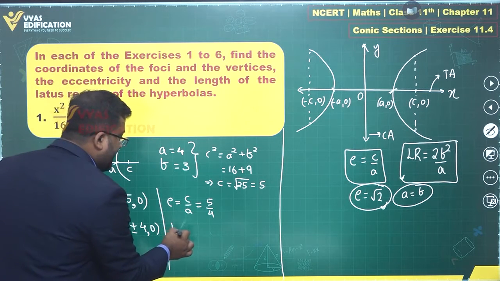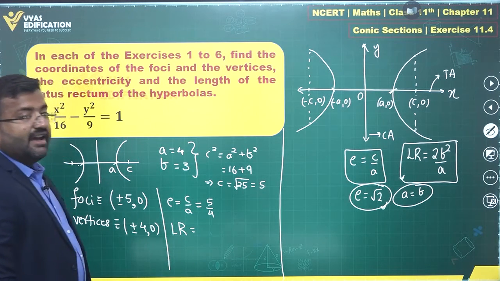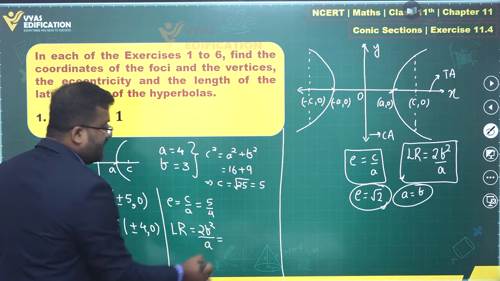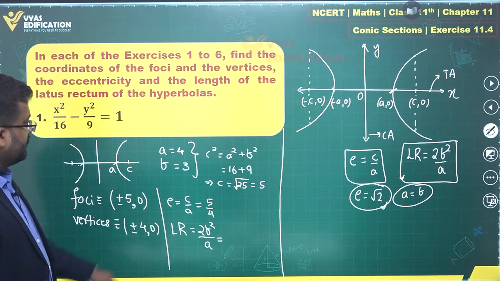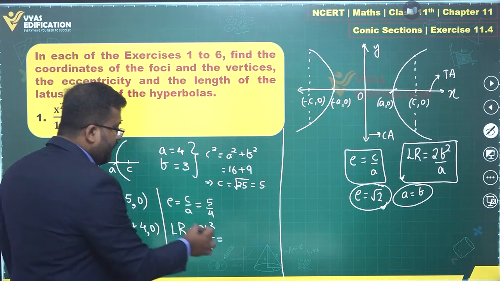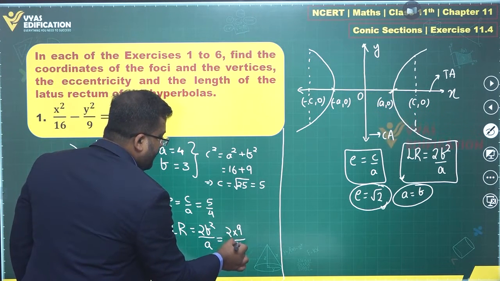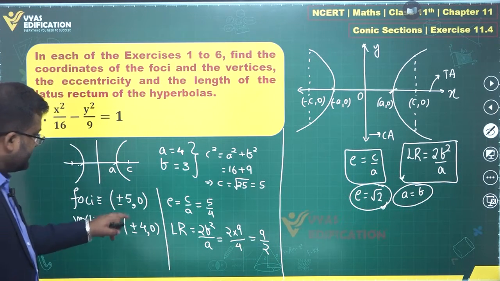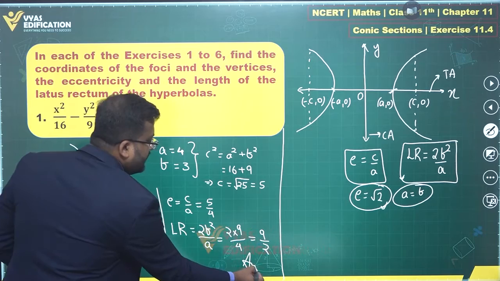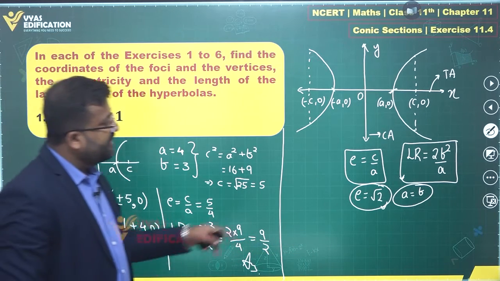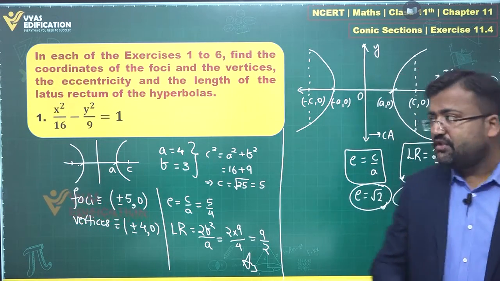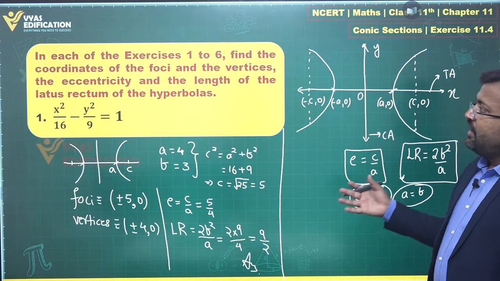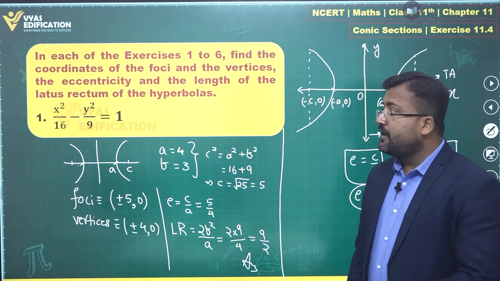And the length of the latus rectum, denoted by LR, is equal to 2b square upon a, which is 2 times 9 upon 4, which is 9 by 2. That's what you have. And that's the final answer for this question, with the help of all of these concepts and ideas as discussed over here. That's the first question for us. Let's move on to the next one.